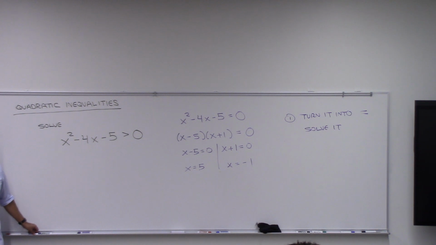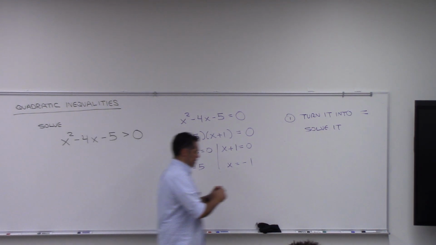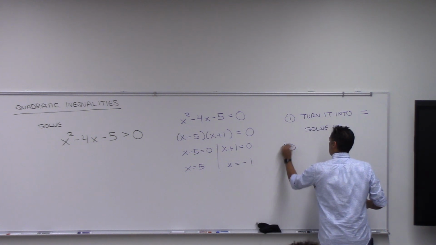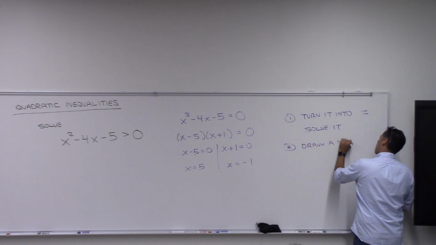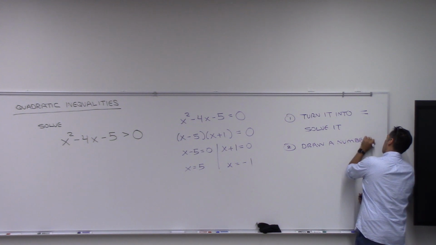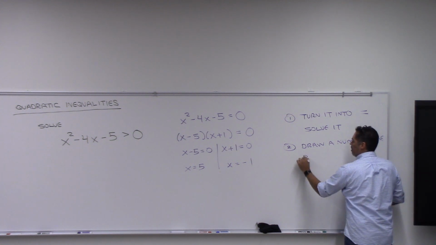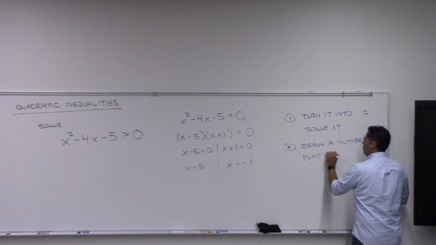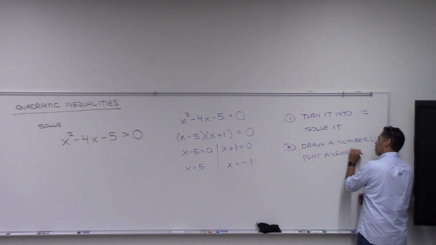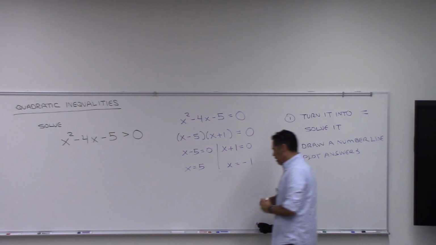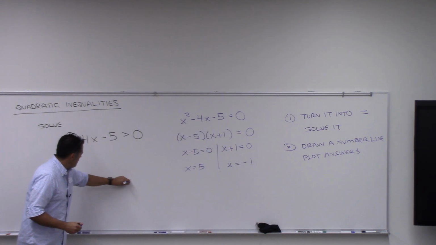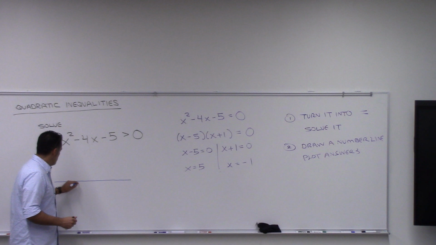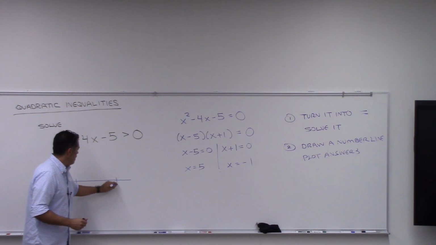The next step is going to seem extremely weird. The next step: draw a number line and plot your answers. So I'm going to come over here now, and I'm going to draw a number line, and I'm going to put these two answers on it. -1 and 5.